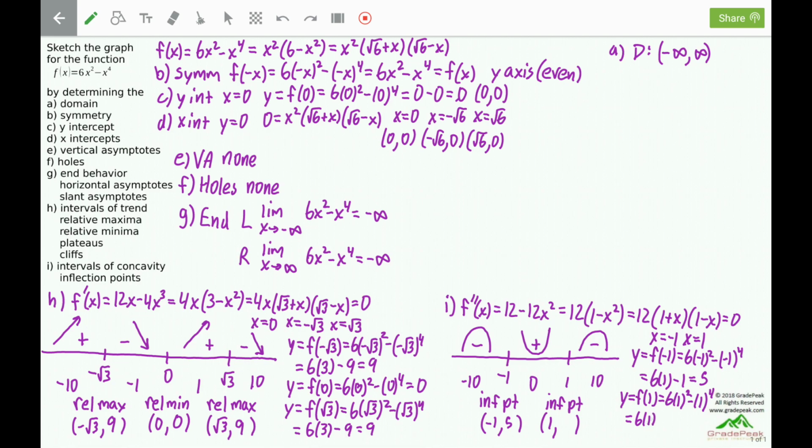1 squared is 1, minus 1 to the 4th is also 1. 6 times 1 is 6, minus 1 equals 5. And it will also have a corresponding y-coordinate of 5.